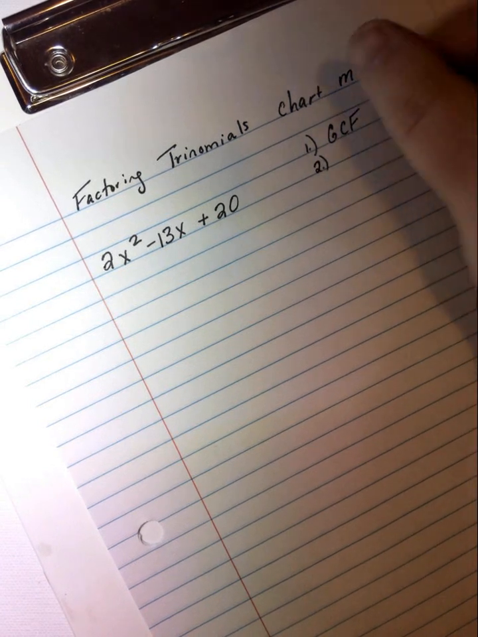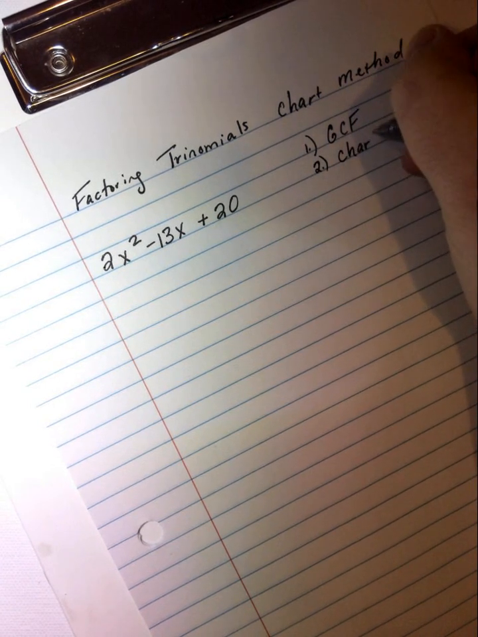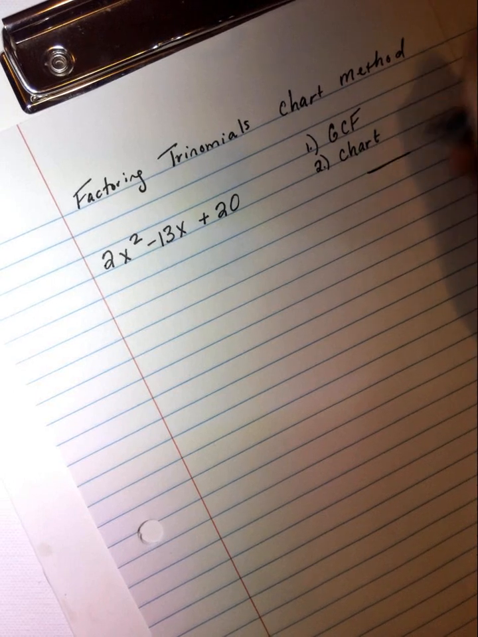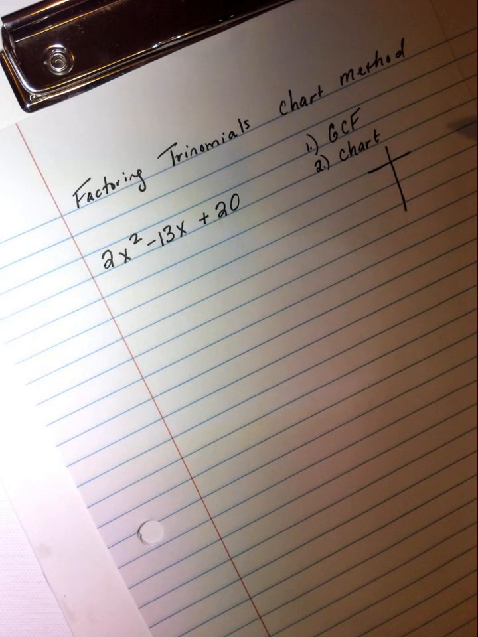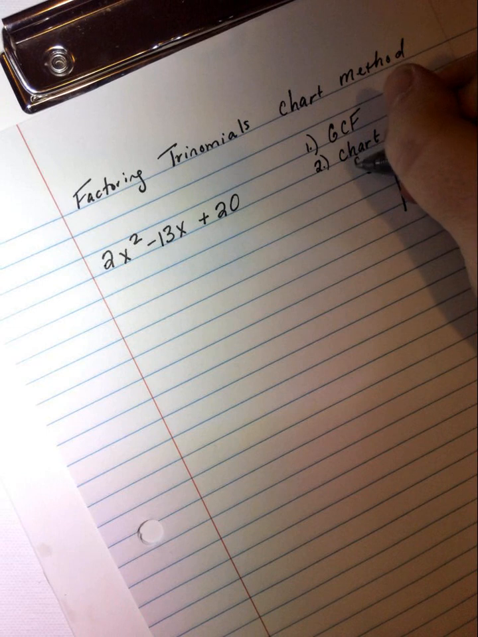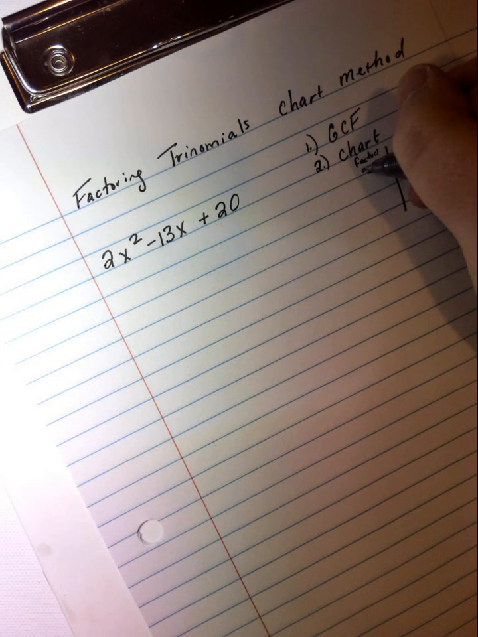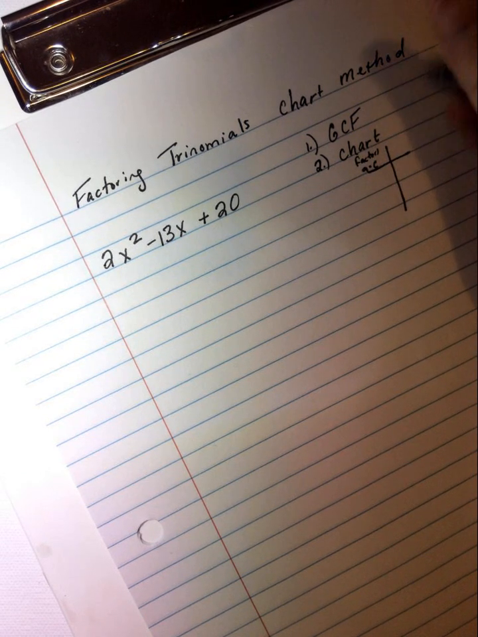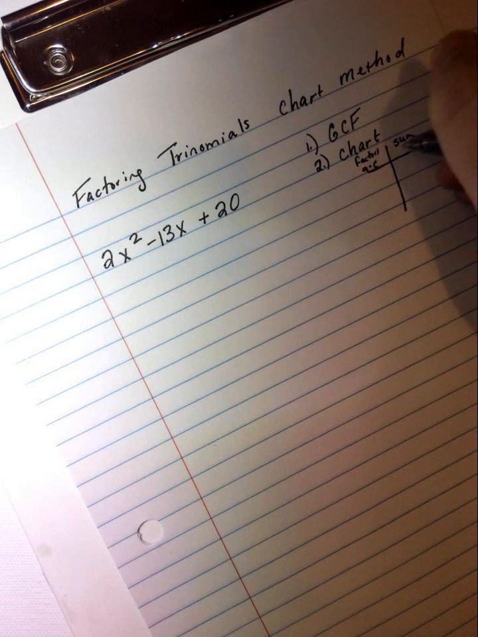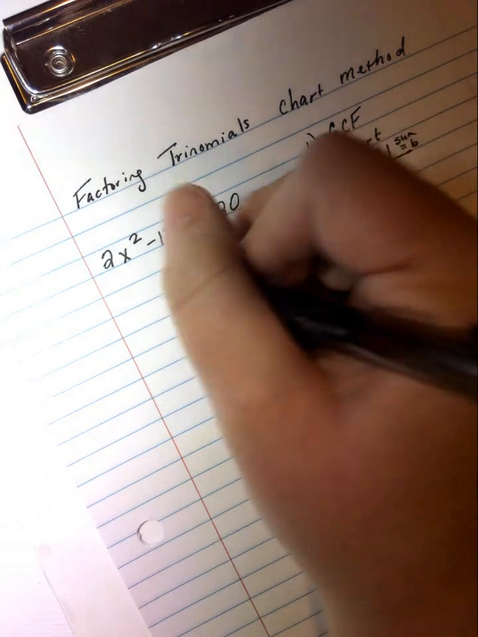Second step is your chart. And your chart, it's like a T-chart. And on the left side of the T-chart, you want to have the factors of A times C. And you want to add them up, so a sum, and you want them to equal your B. So it sounds kind of weird. Let's do the example right here.